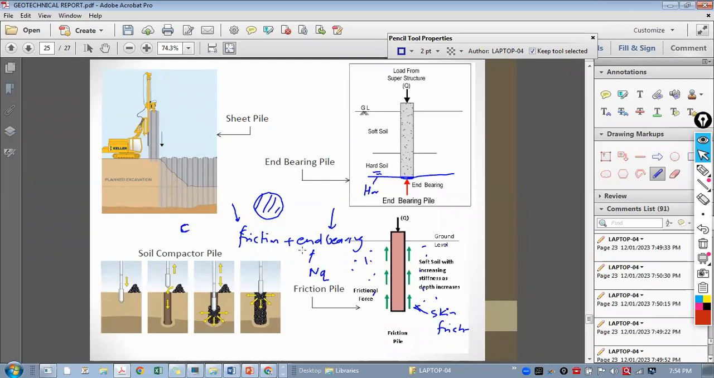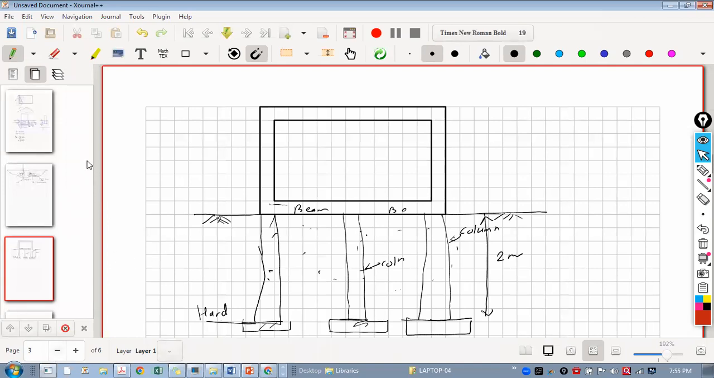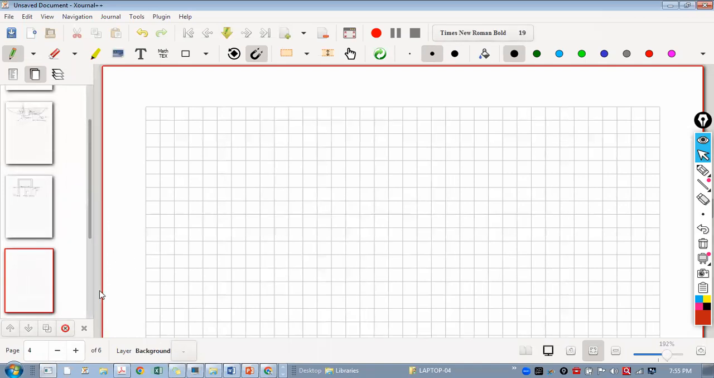Okay. Now in this case also, whenever we provide any piles, this area is soft area, actually soft soil area. So now there is a question: how will you decide the fixity? So if you are doing the building design, can anybody tell me?